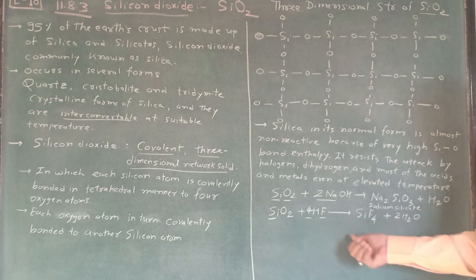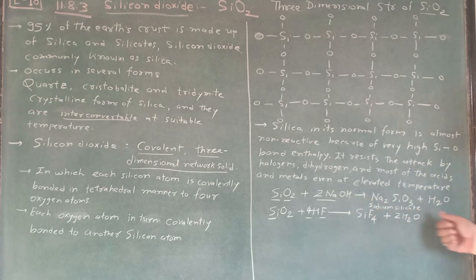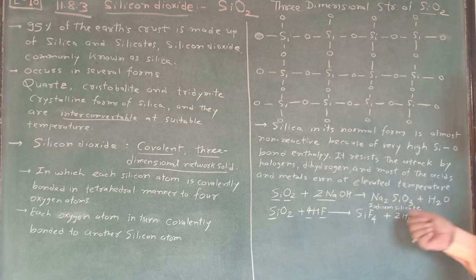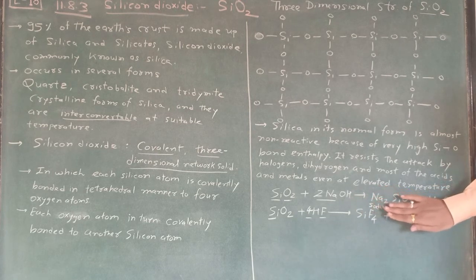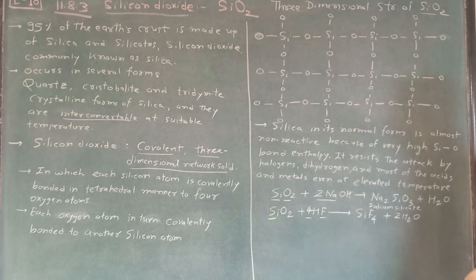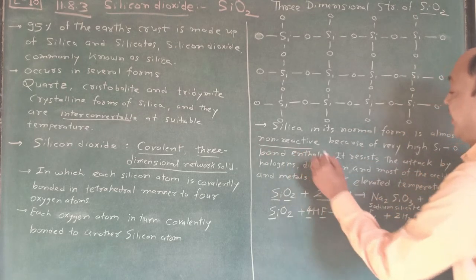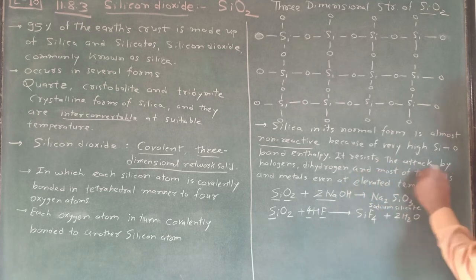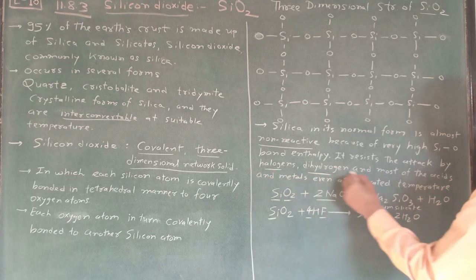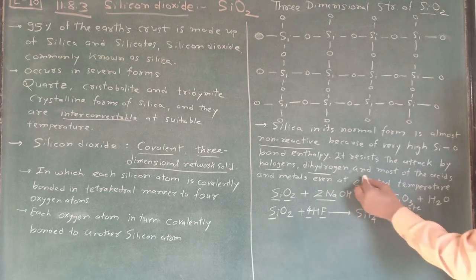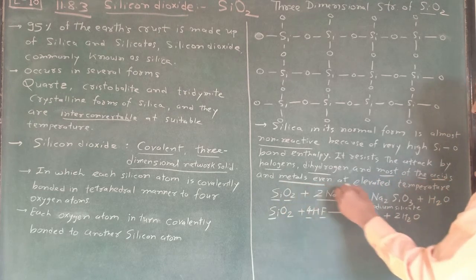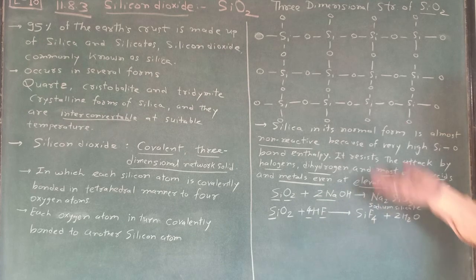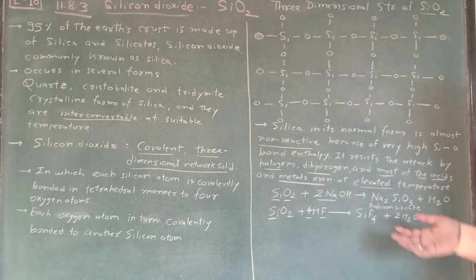Okay, and that's why certain limitations are there. So remember, Na2SiO3 and H2O, and here SiO4 to H2O. In the complete reaction, you also have to remember certain properties: it is non-reactive, it resists attack by halogens, dihydrogen, even oxidation, and most of the acids and metals, even at elevated temperature. So this is all about silicon dioxide.